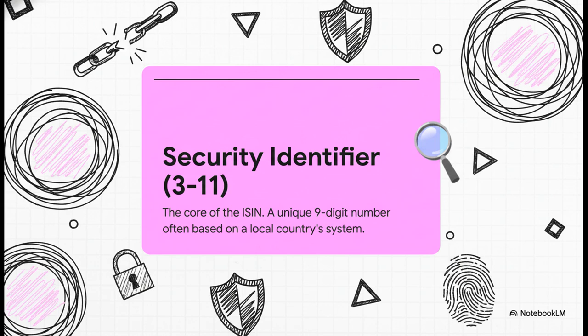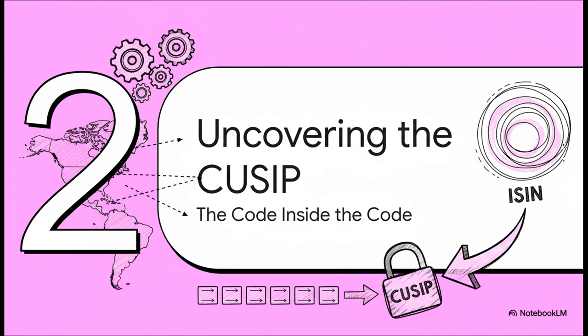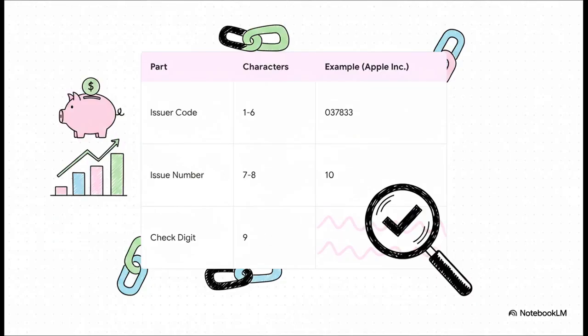This is the security's unique national ID number. And this is where we find something really interesting, a code within the code. You see, for securities from the United States and Canada, that 9-digit identifier is actually a whole separate code called a CUSIP. So to really understand the ISIN, we first need to peel back that layer and understand the CUSIP.